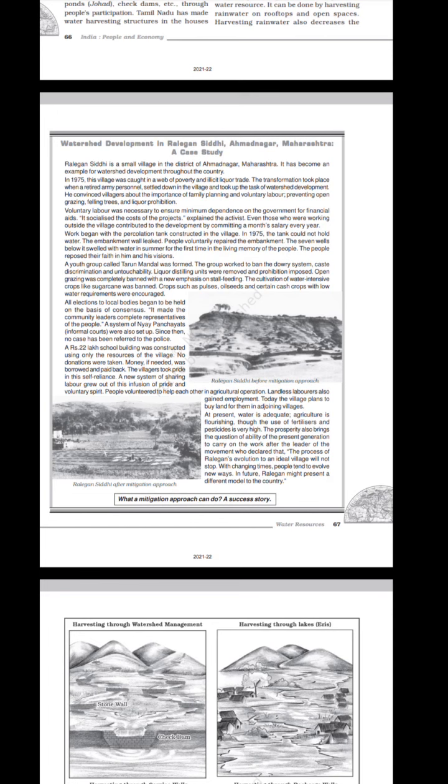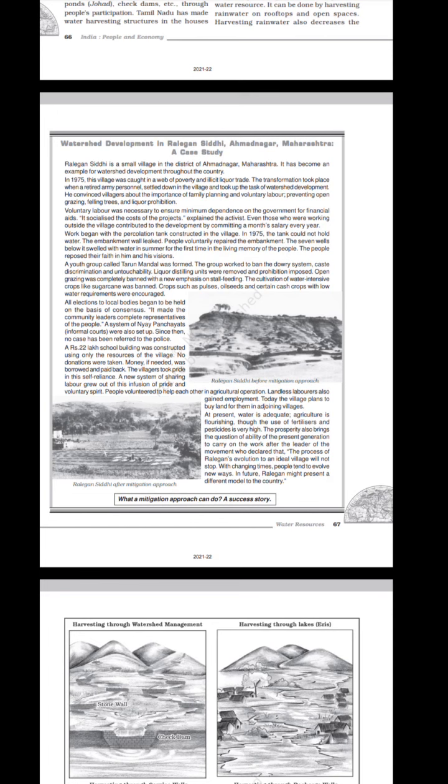A new system of sharing labor grew out of this infusion of pride and voluntary spirit. People volunteered to help each other in agricultural operations. Landless laborers also gained employment. Today, the village plans to buy land for them in adjoining villages. At present, water is adequate, agriculture is flourishing, though the use of fertilizers and pesticides is very high.